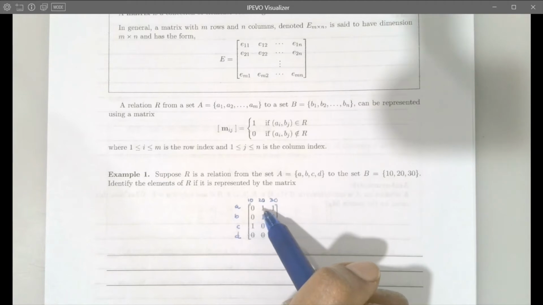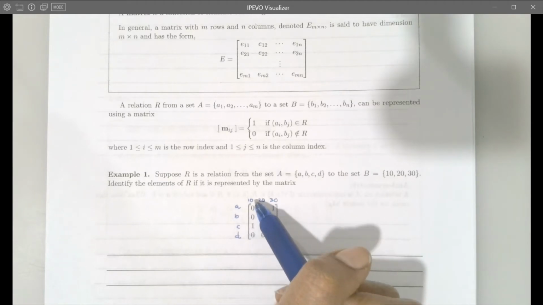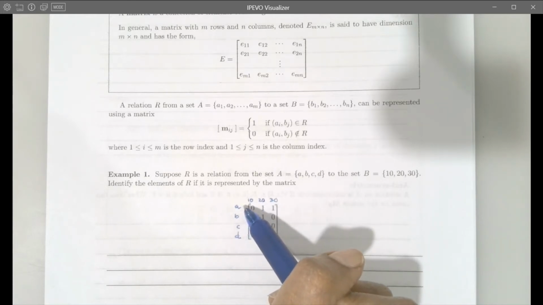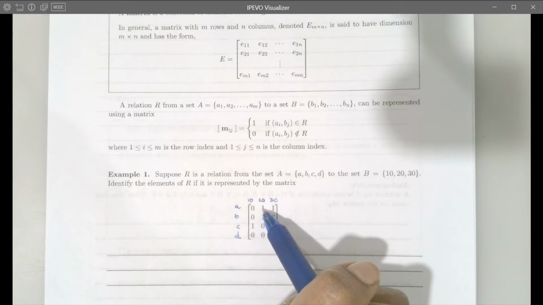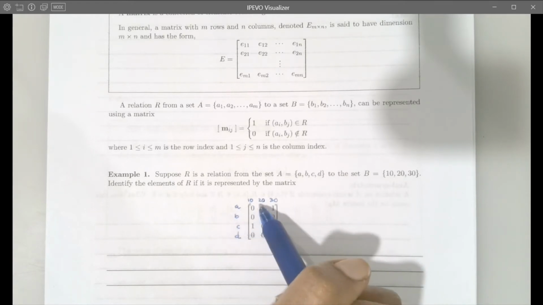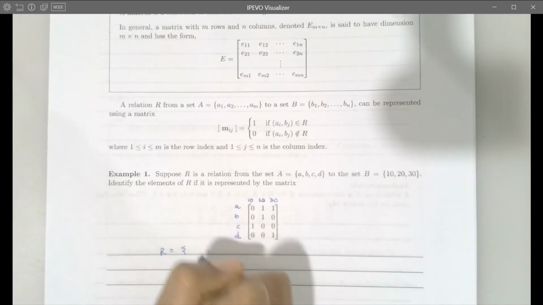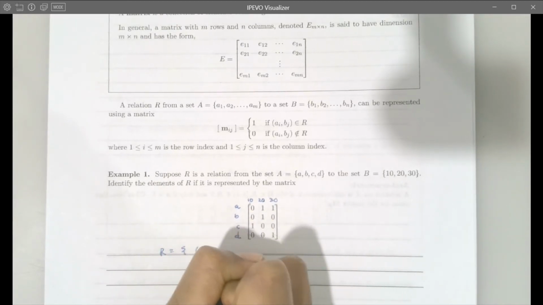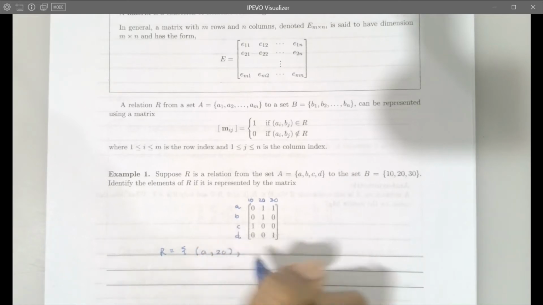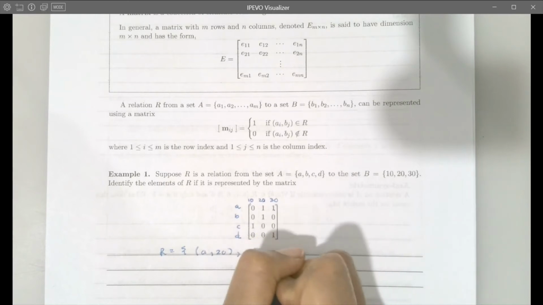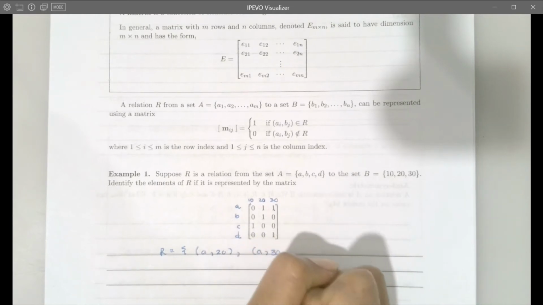So A in this case is not mapped to 10 because we have a 0 at the first row, first column, which would represent the ordered pair A, comma 10. There is a 1 in the first row, second column, so that means that A does get mapped to 20. So that means that R contains the ordered pair A, comma 20. There is also a 1 in the first row, third column, so we would have A, comma 30.